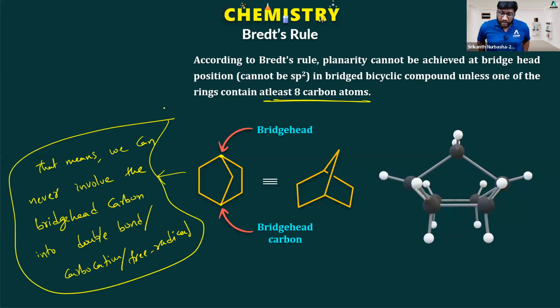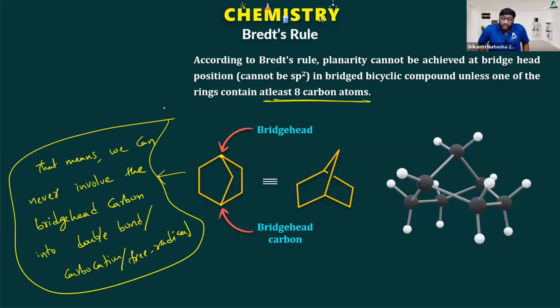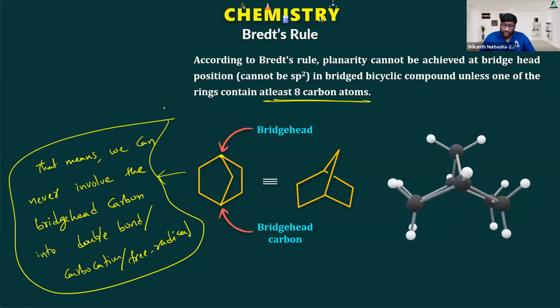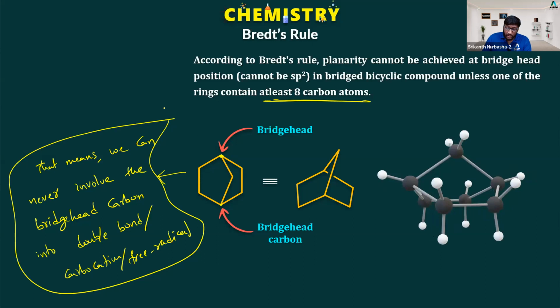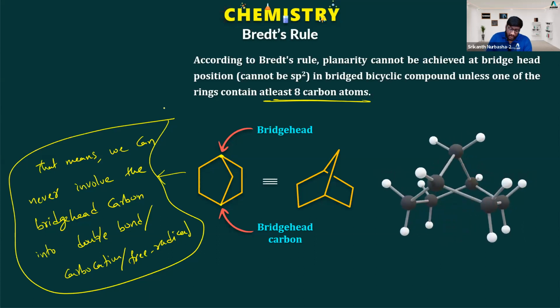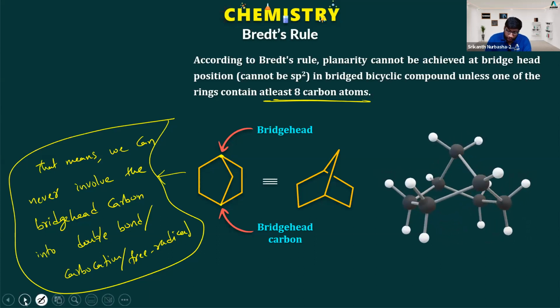According to Bredt's rule, planarity cannot be achieved at the bridgehead position in bridged bicyclic compounds unless one of the rings contains at least 8 carbon atoms. Unless at least one of the rings contains 8 carbon atoms, we have to apply this rule to different sets now.